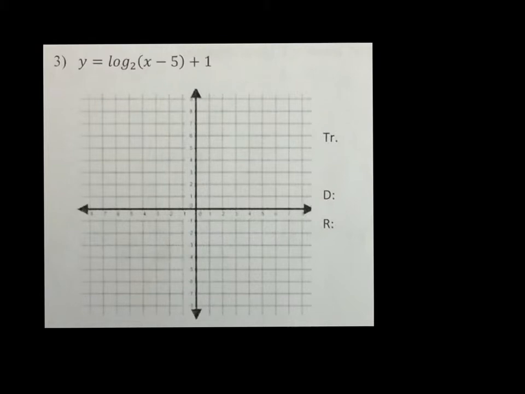Moving right along, example number 3. This example has 2 different transformations taking place. We have a -5 inside the parentheses and a +1 outside the parentheses. The -5 on the inside is a move to the right 5 units. The +1 outside the parentheses is an upward movement 1 unit. So we're going to take our basic graph, move it to the right, and up 1 unit.